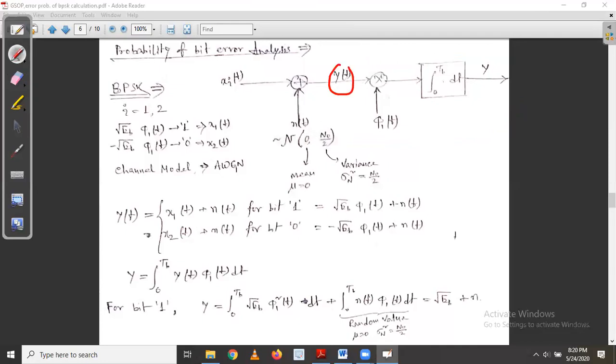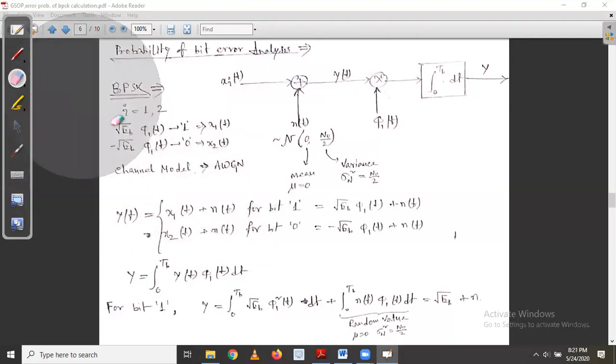This signal is received and multiplied by phi 1 of t, because it is coherent or synchronous detection, then passed through an integrator, and finally we get the value of y. Y is nothing but the observation. These two things together are known as a correlator, correlation receiver, synchronous receiver or synchronous detection. All the things are the same actually.